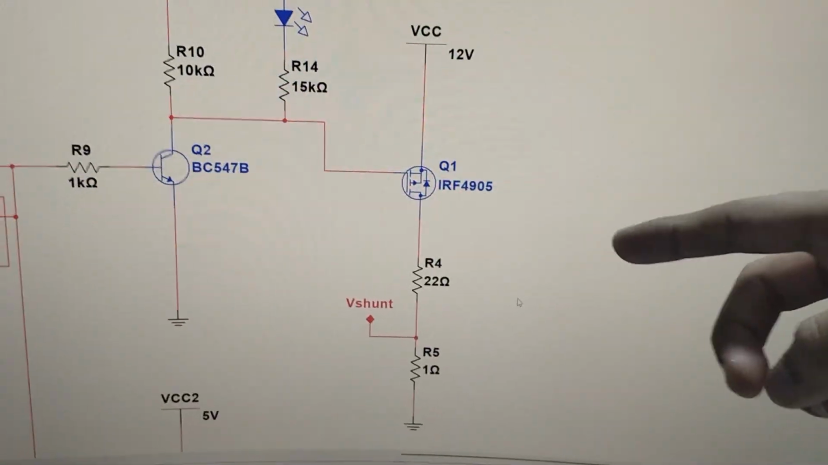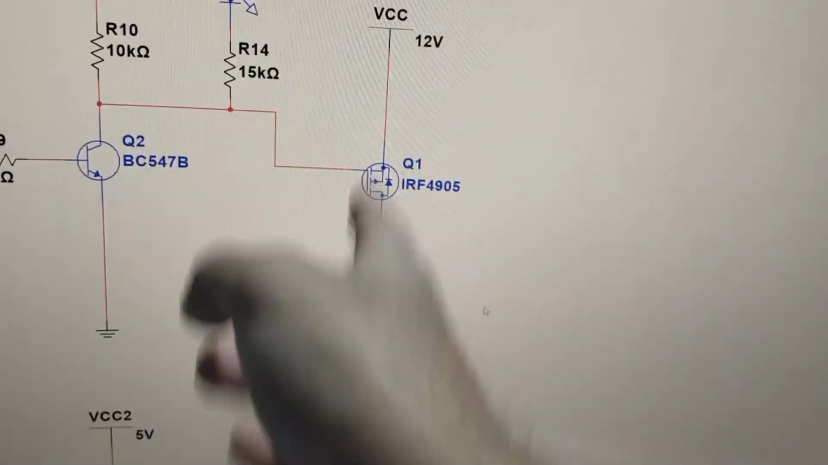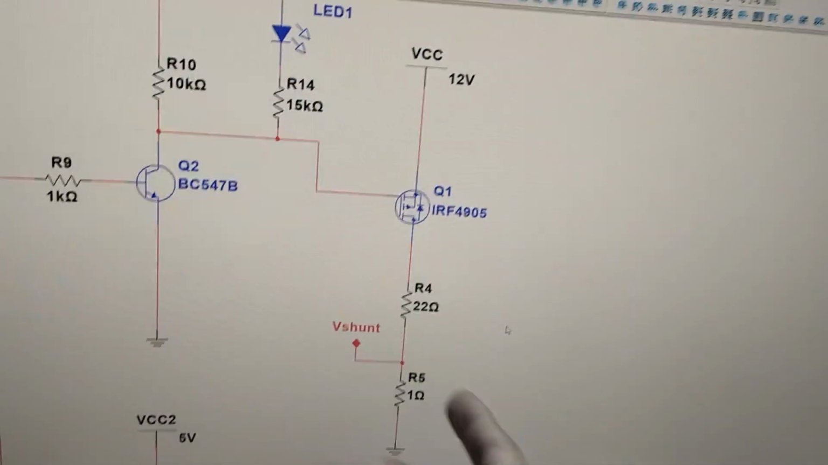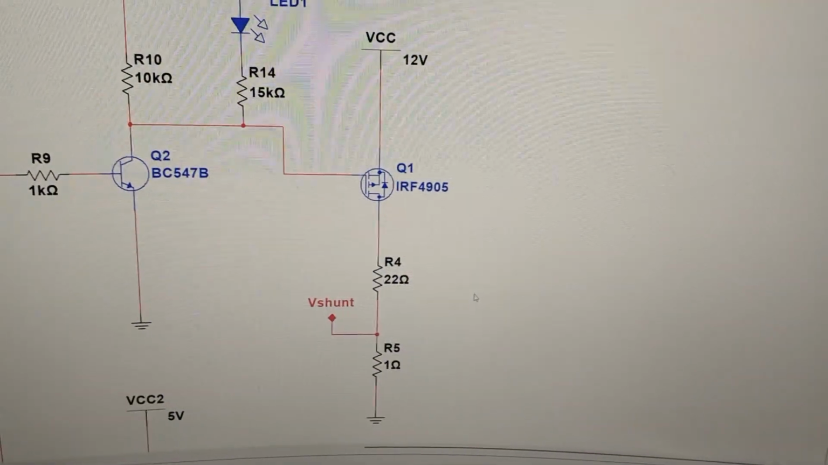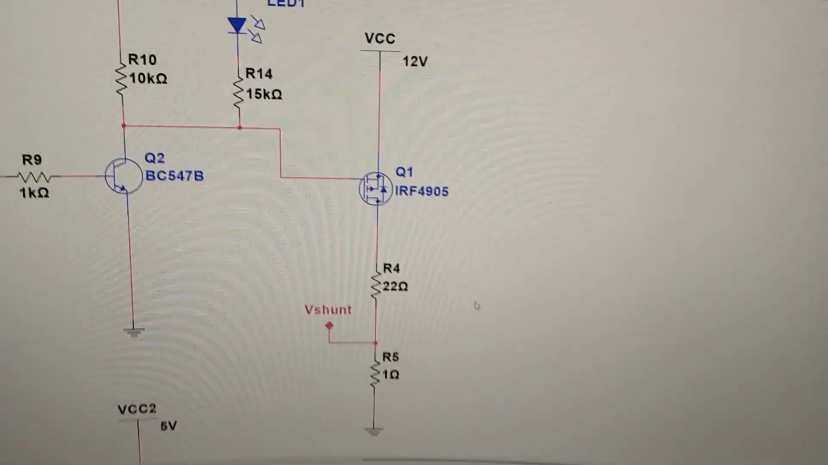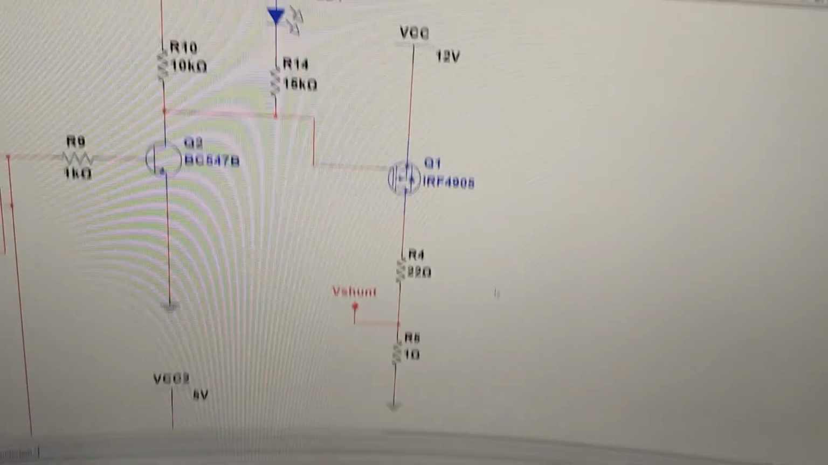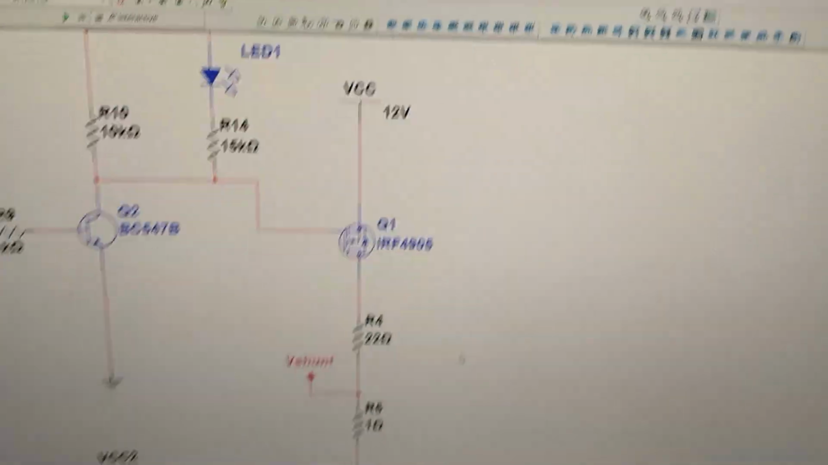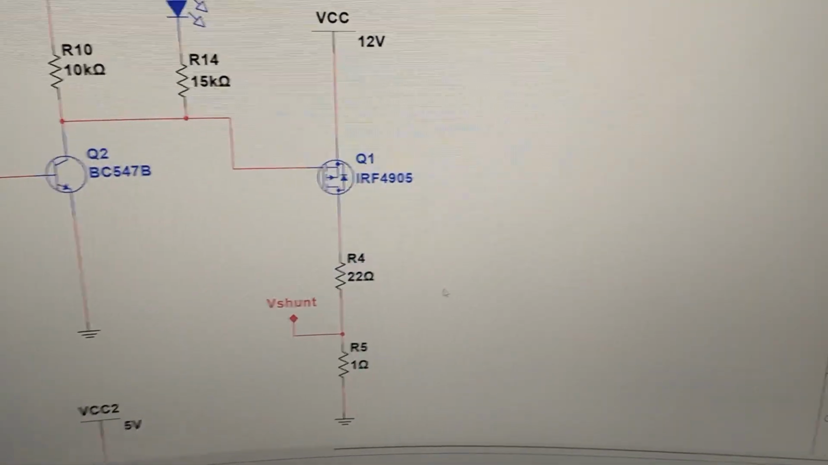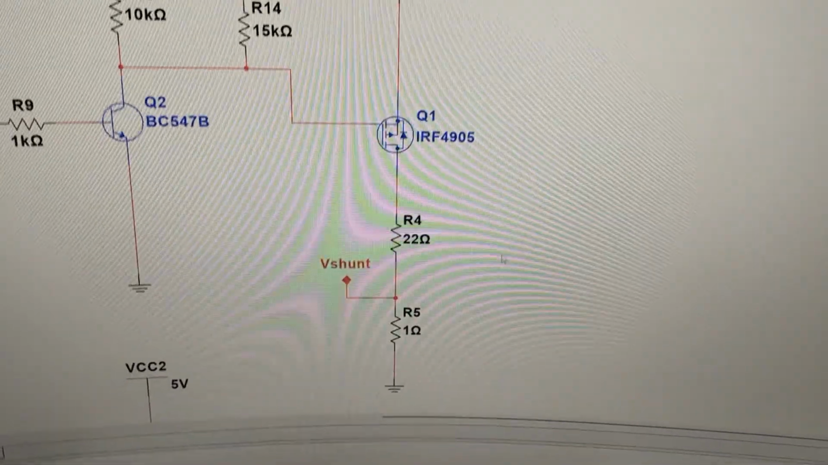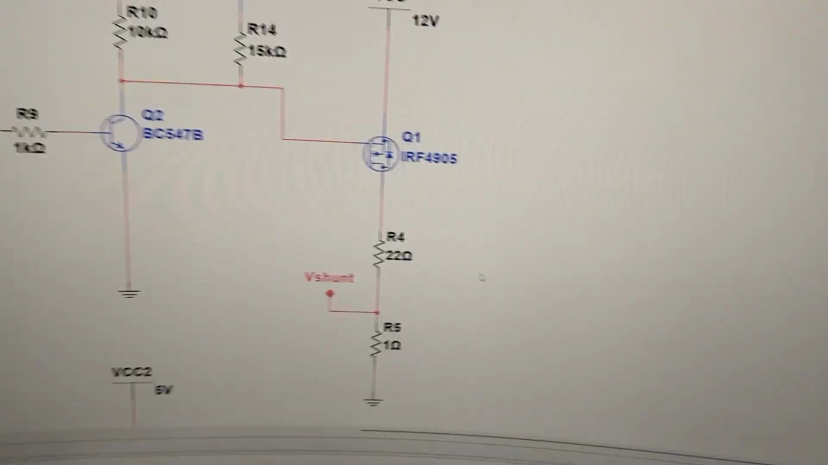You put your load in series with this current shunt resistor, and the current is going to be the same, right? 22 ohms is your load, and if your VCC is 12 volts, your current is going to be 12 by 22, which is somewhere around 500 milliamps. If you just add 1 ohm, it's not going to change the current much, and that's exactly what we want. We don't want our readings to get messed up because of our resistor, so it shouldn't be too high a value, so they keep it below 1 ohm. I have exactly used 1 ohm.